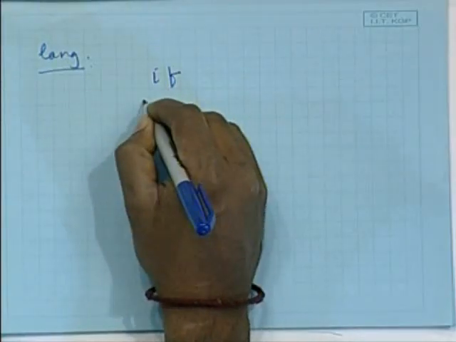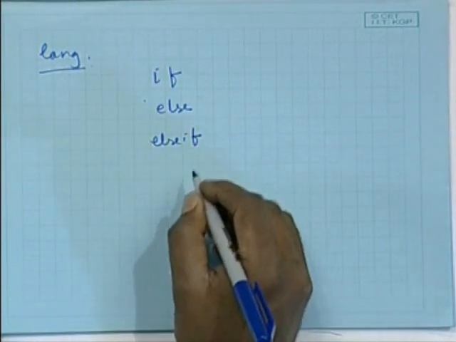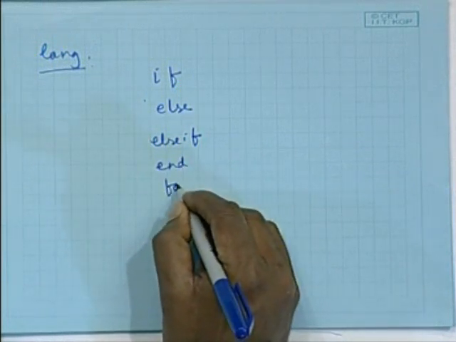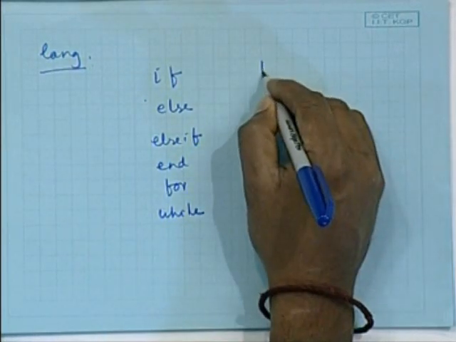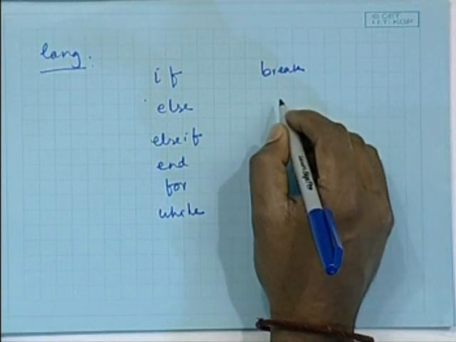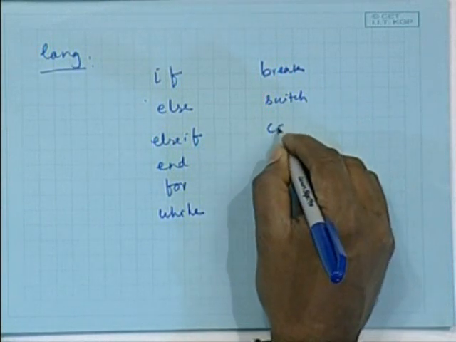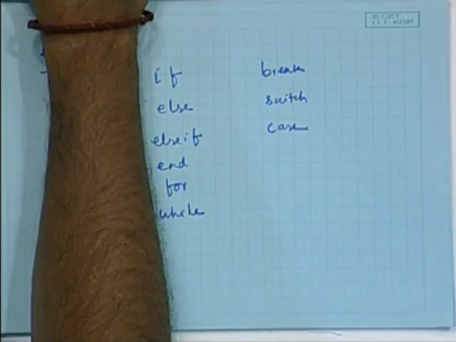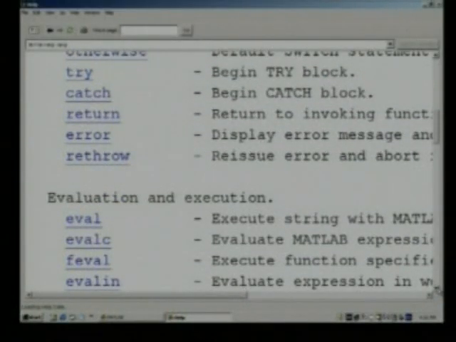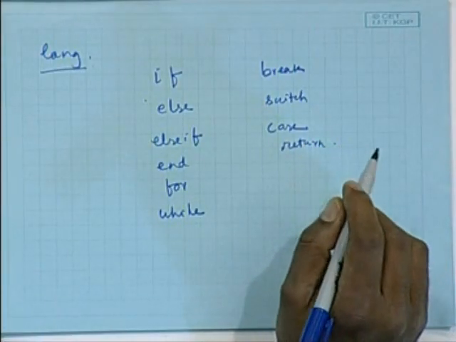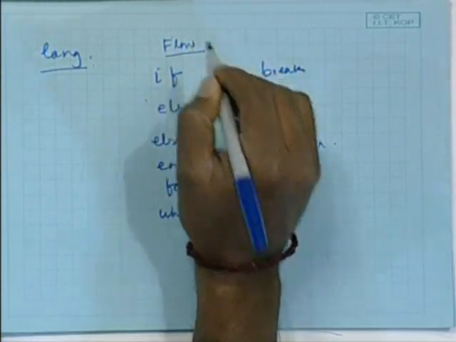So if, else, else if, and, for, while, break, these are important. Switch, continue is not that important. Then case, and return. These are my most important flow. This is program flow, logical flow operations or language.